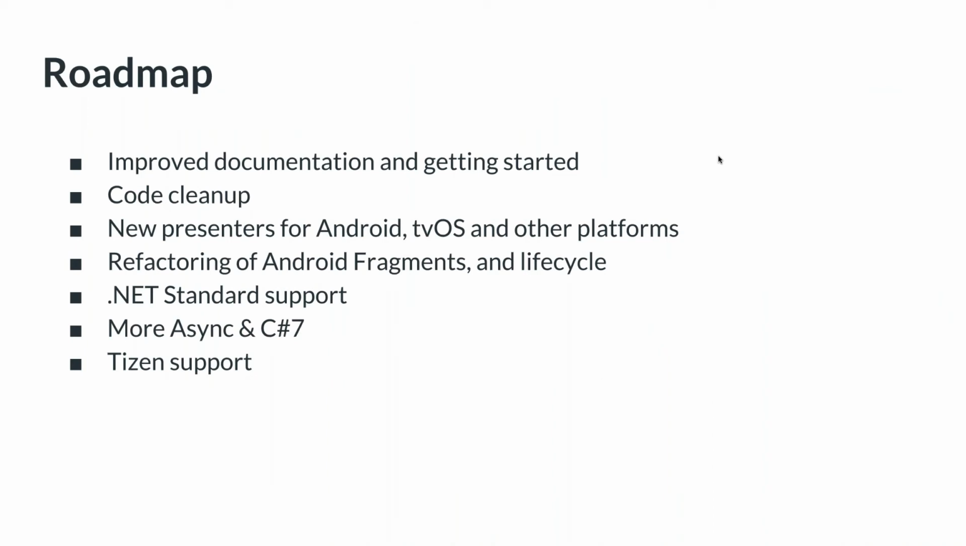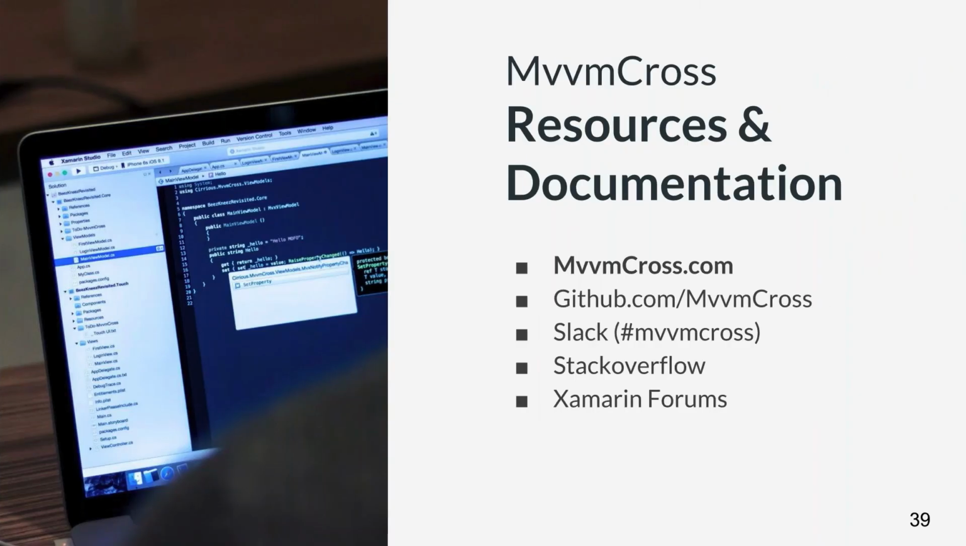So what's next then for MvvmCross? A couple of things are next. We've got improvement on the documentation. This is just the ongoing process. We will work on cleaning up the code even more. We've got improved presenters for Android, tvOS, and new and upcoming platforms, like for example Tizen, that we really want to support soon. We're also working on .NET standard support, more async await, and C#7. And if you want to see anything else in the future, please fill in an issue on GitHub, and we'll be happy to help you.